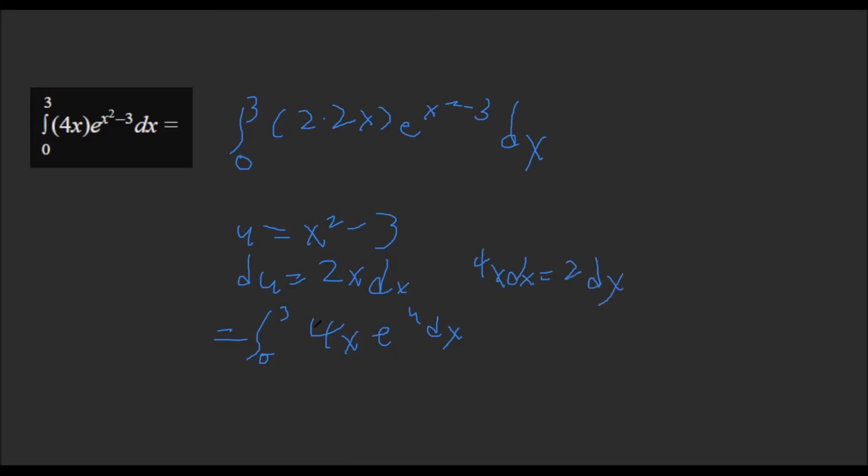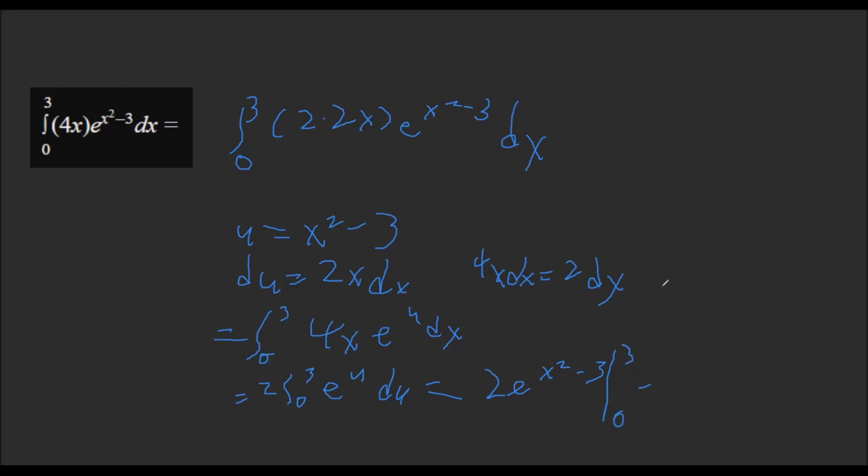And so we can replace 4x dx with 2 du, and we can draw 2 out of the integral because it's a constant. So we end up with 2 times the integral from 0 to 3 of e to the power of u du. Now, e to the power of u is simply equal to e to the power of u when integrated. So we end up with 2 times e to the power of u, which in this case is x squared minus 3. We don't need to add plus c because this is a definite integral.